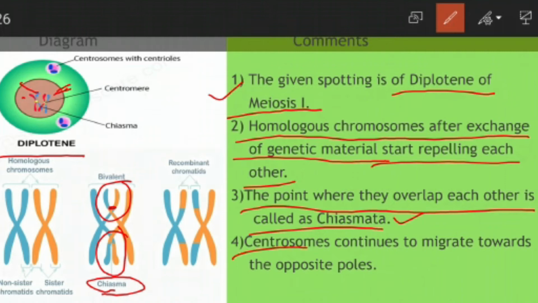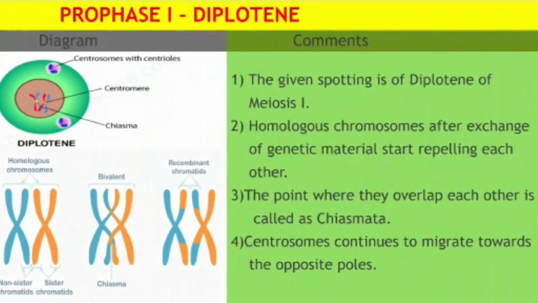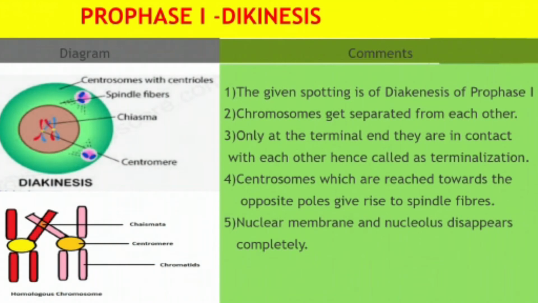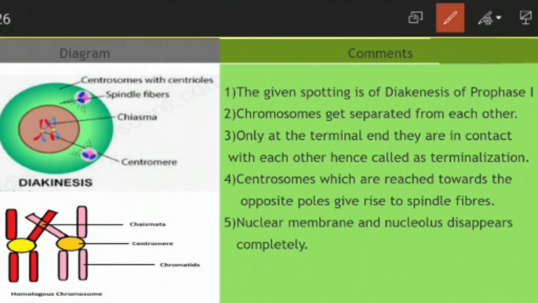What about the centrosome? The centrosome continues to migrate. It will come just near to the opposite pole. So here we have completed diplotene. Then the last is diakinesis. Now, how will you identify that this chart is of diakinesis? See, everything is getting separated over here. Both homologous chromosomes are fully separated. Only at the end, at the termination point, they are in contact with each other.